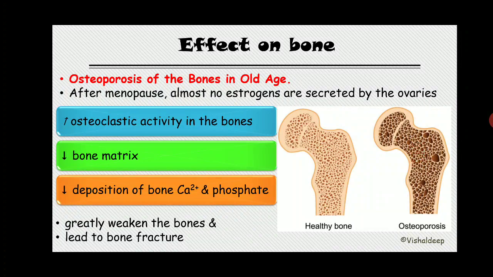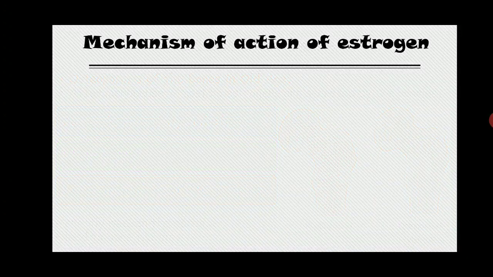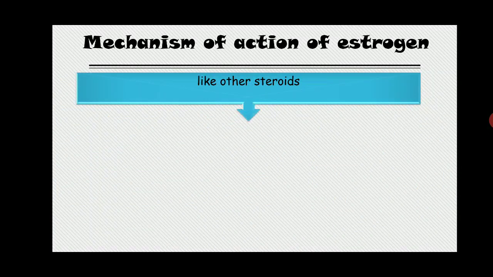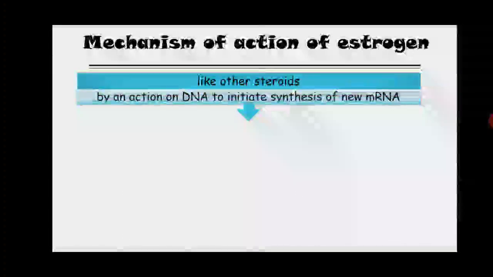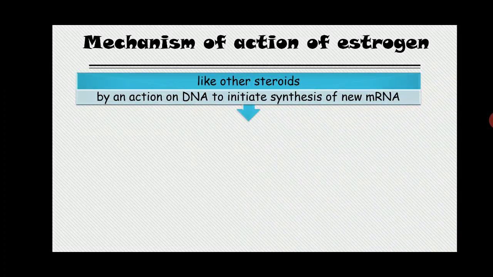Now the mechanism of action of estrogen. As far as the mechanism of action of estrogen is concerned, like other steroids, it acts by receptors. The receptor of estrogen is actually present inside the cytoplasm, inside the cell. So estrogen will diffuse through the cell membrane and attach to the receptor present in the cytoplasm, and it forms a hormone receptor complex.